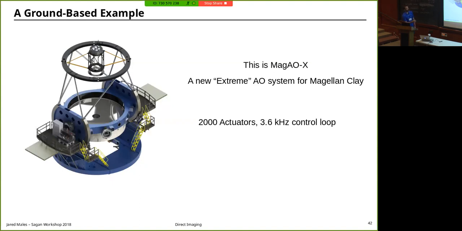In this bench that you see on the telescope here, there's actually more actuators than that, but the main DM has 2,000 actuators. And the whole thing's going to run at 3.6 kilohertz. So 3,600 times a second, we're going to take these measurements, turn it around, and apply it to the DM.